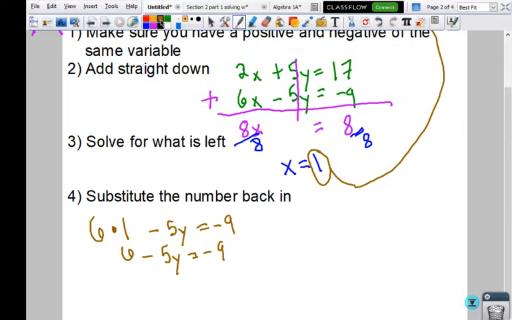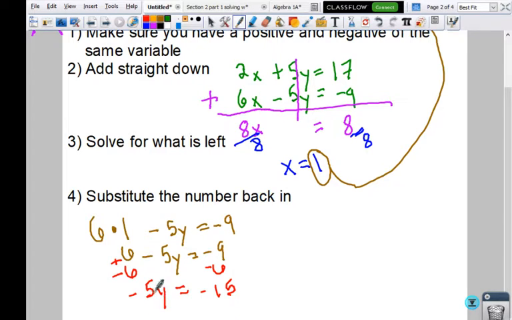Alright, we're going to keep going. Willem, what's the next thing I should do to solve it for y? We're going to minus 6, because this is a positive 6 here, right? So the opposite of that is minus. We minus 6 on both sides, and I'm going to get negative 5y equals negative 9 minus 6, which is negative 15.